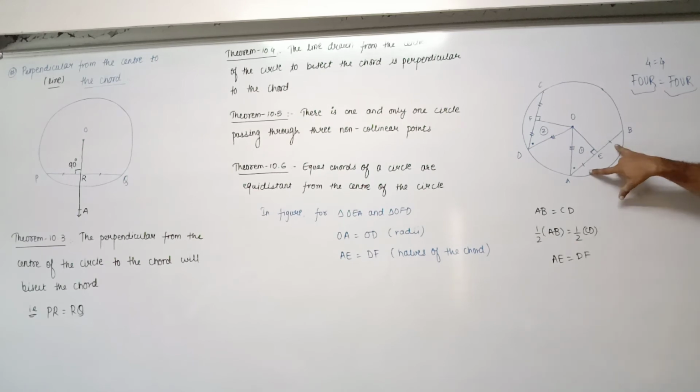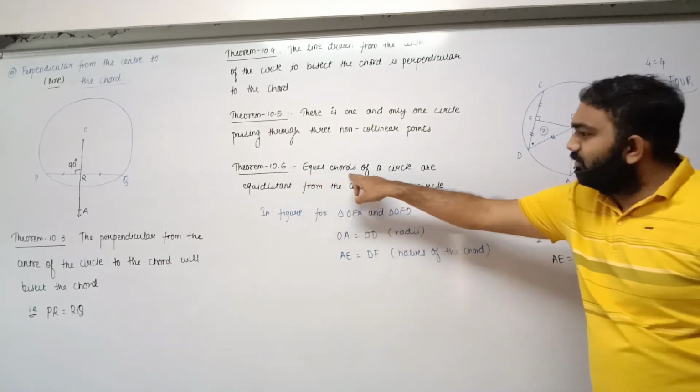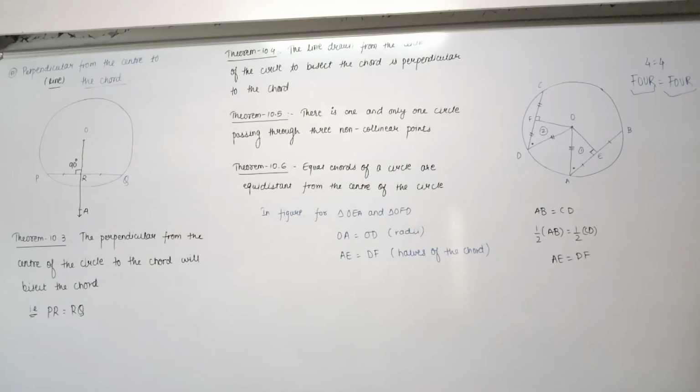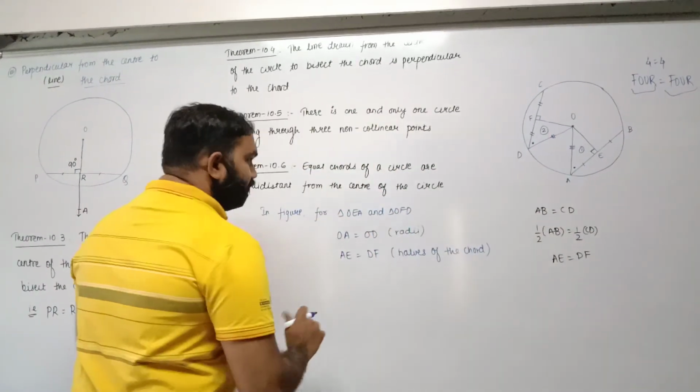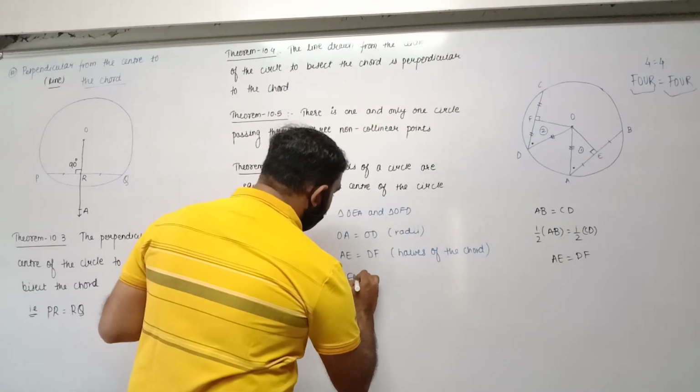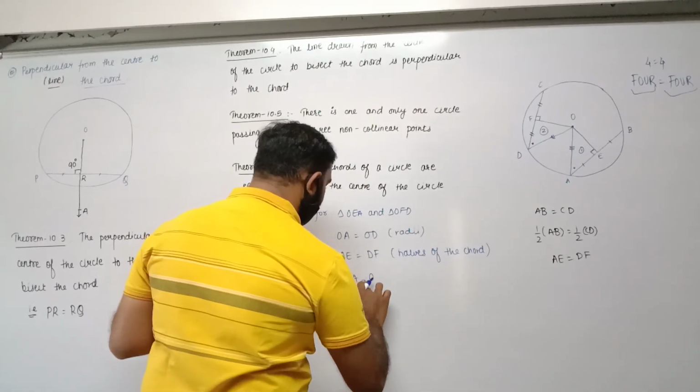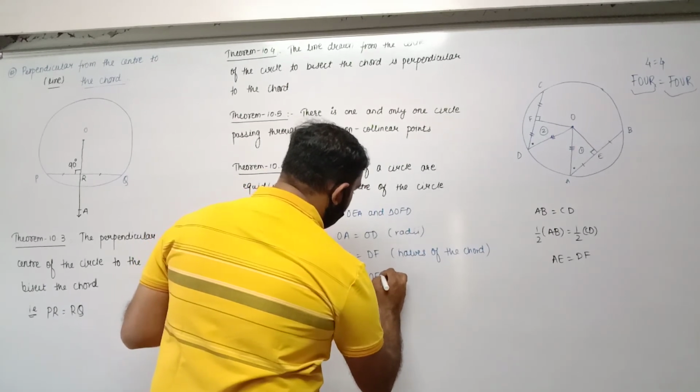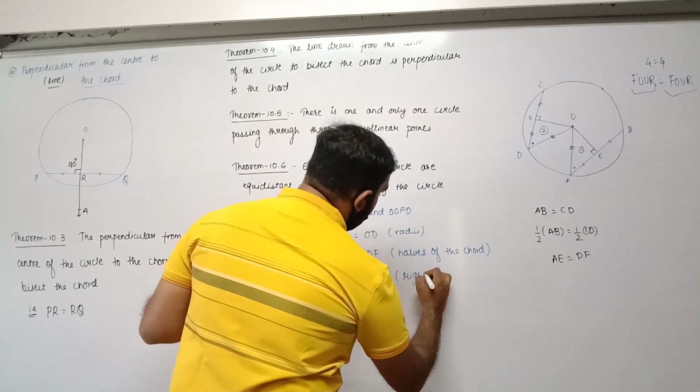So here AB and CD are equal chords. Half of them. What is half of AB? Or you can also call it EB. But we need AE. And on this side we need DF. So is AE equals DF possible? Yes, it is possible. And the third thing, angle OEA equals angle OFD. They are right angles.